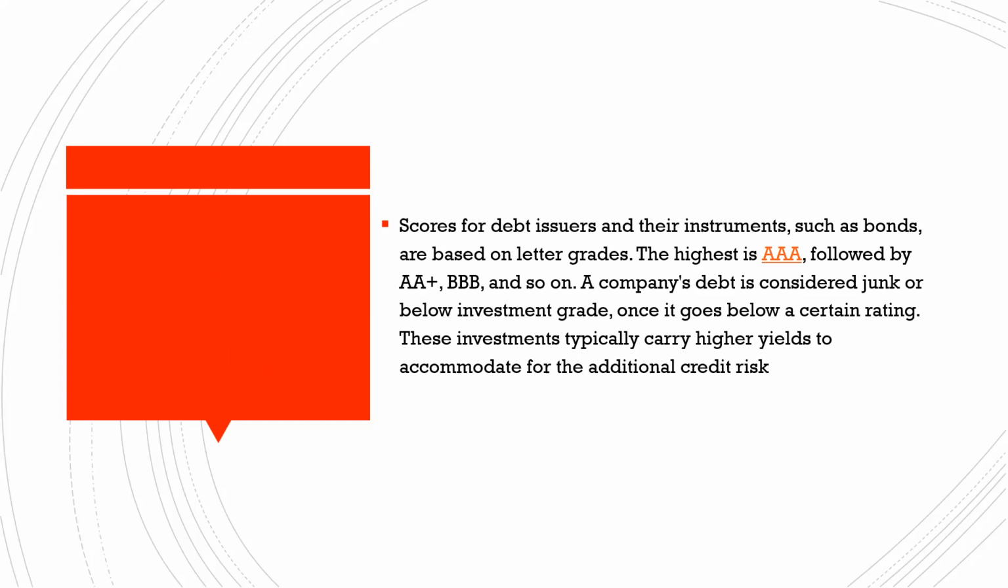They will not ask you a separate question on it, but yes, you must have knowledge about it, that the highest score is AAA, followed by AA plus, triple B, and so on. And the company debt is considered junk or below investment grade once it goes below a credit rating. If our credit rating is low, nobody wants to give a loan, right?